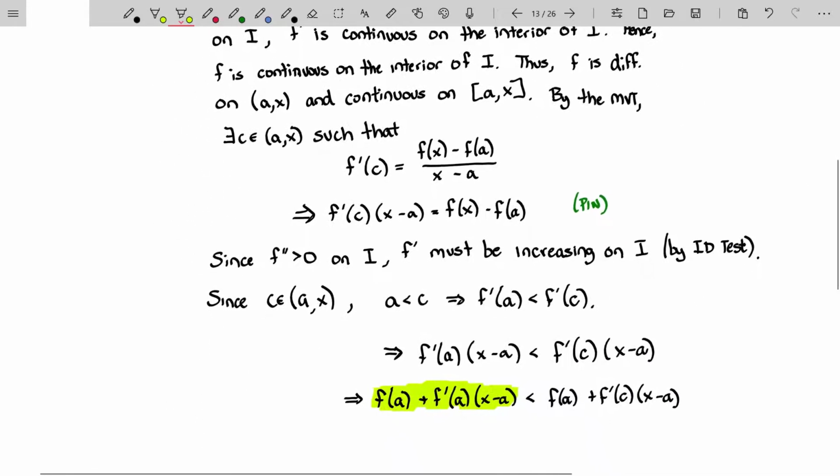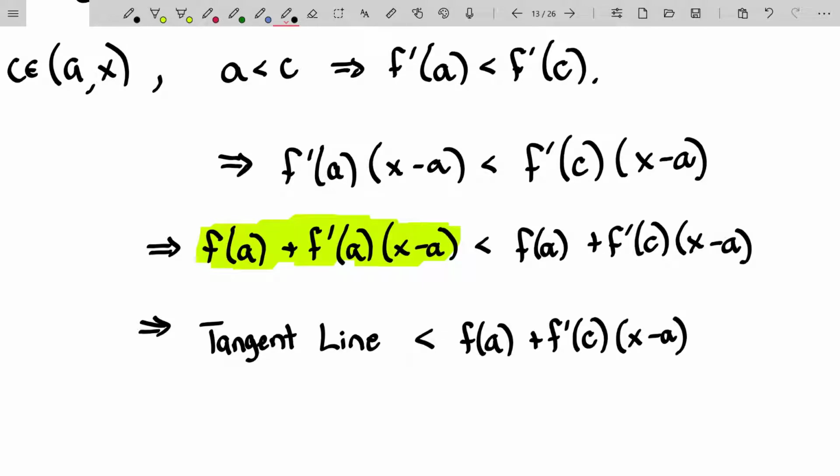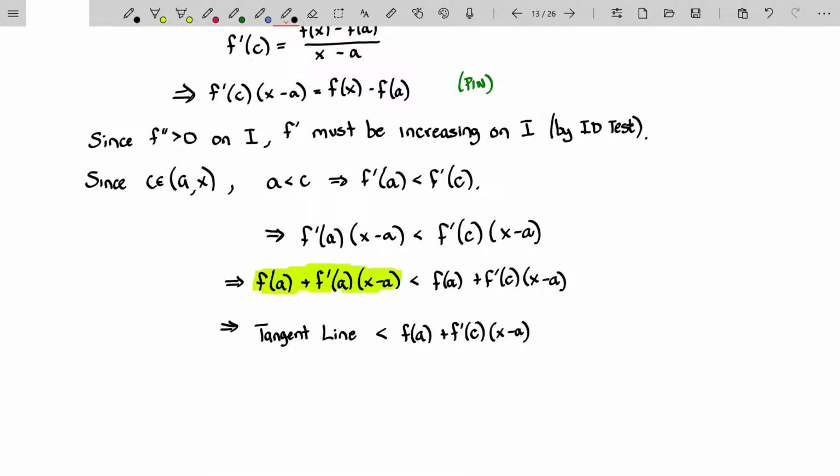So I'll write it this way. This implies tangent line is less than that f of A plus f prime of C times x minus A. Well, that's pretty good, right? However, notice up where I said we're going to stick a pin in this for now. If you were to grab that equation right there that we stuck a pin in, and you were to solve that for f of x, you would get the following.